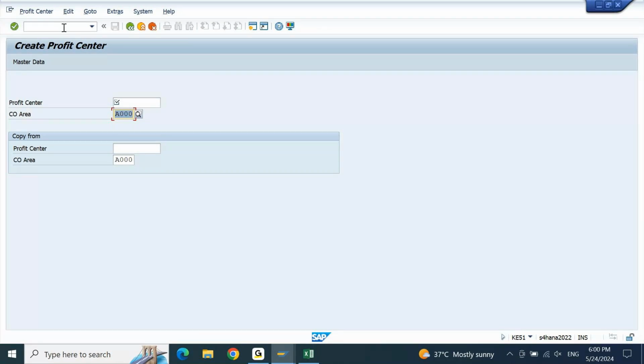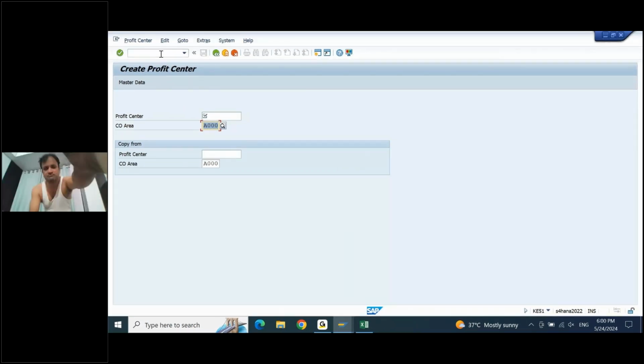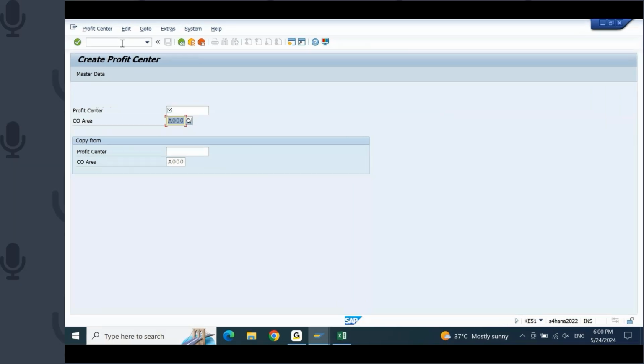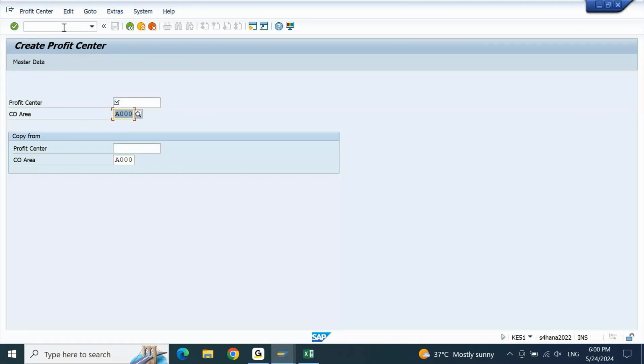You must know what is controlling area, how profit center is created, because without profit center, your accounting is incomplete. So you are forced to understand what is controlling area, how controlling area is created, what is profit center accounting, how profit center is created, how profit center hierarchy is created. These basic fundamentals are mandatory, because your accounting requirement cannot be fulfilled without profit center. In SAP, without profit center, accounting entry is not supposed to be posted.